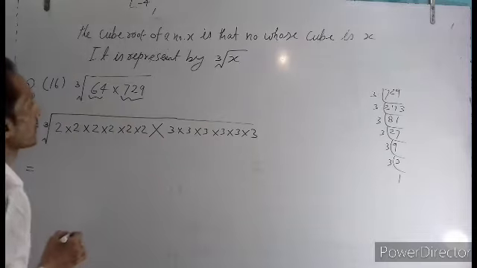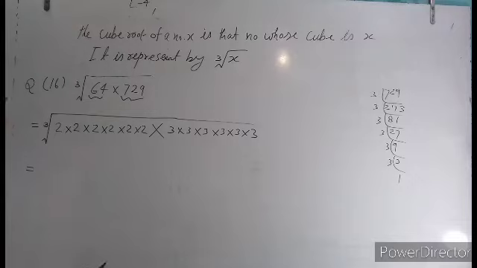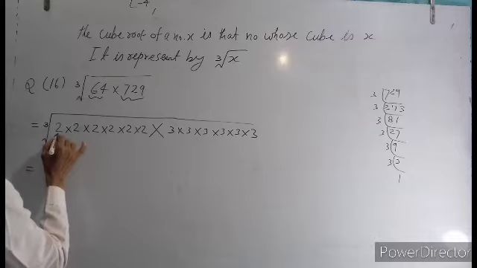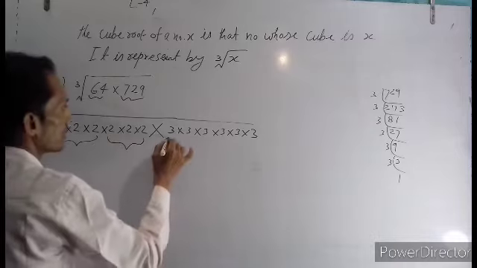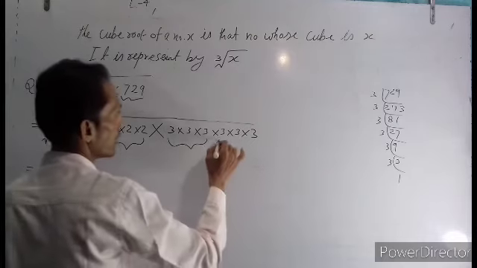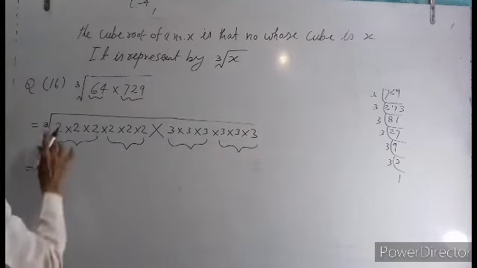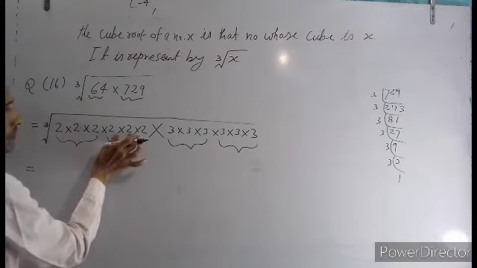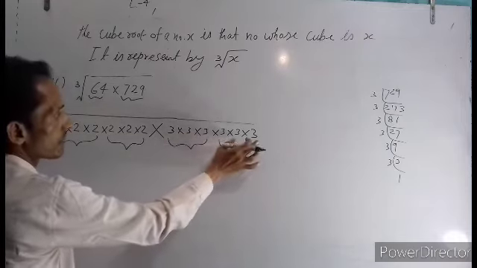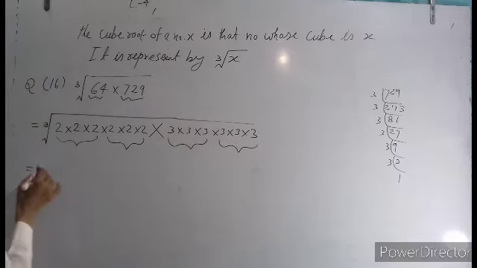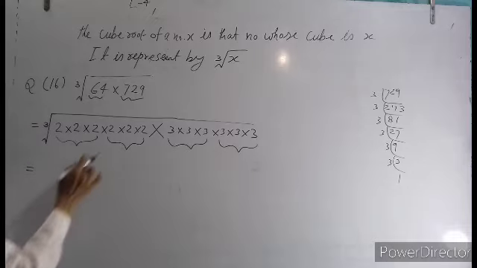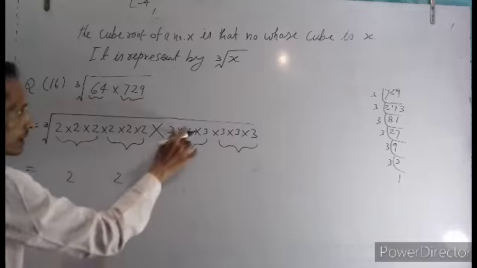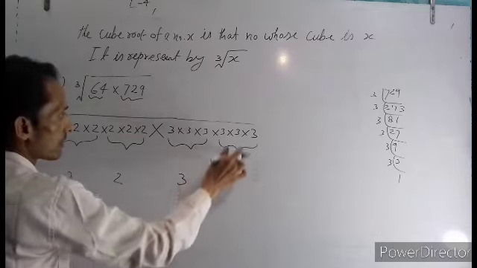Now make the triplets according to the step. The second step is to make triplets of the same prime. Triplet means a group of 3. That is the first group of 3 numbers, the second group of 3 numbers, the third group, and the fourth group. Same prime triplets. In place of this, there is a triplet of 2, this is also a triplet of 2, and that is also a triplet of 3, and that is also a triplet of 3.